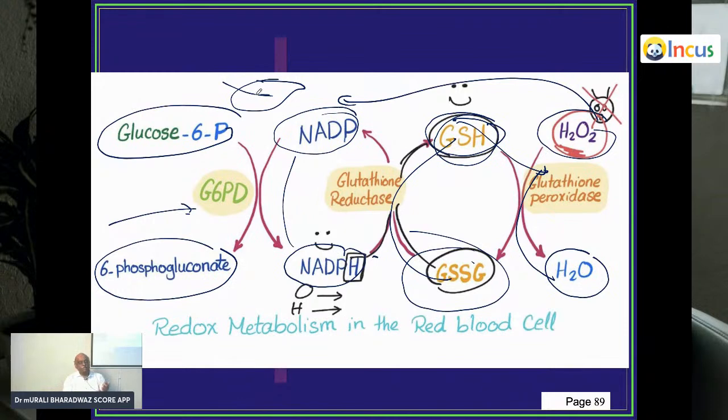Right now, the same lesson, the same points will be remembered by students in Chicago, Texas, Egypt, London. Any medical student has to read this only, right?